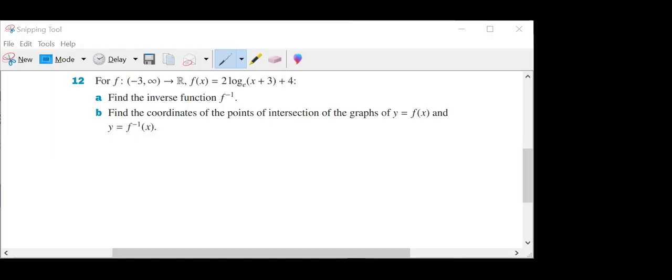So let's quickly put that into our answers here. I'll just quickly share my screen again. Okay, so for part A, our inverse function is essentially e to the power of x over 2 minus 2 and then minus 3. And then for part B, we want to find the coordinates of points of intersection between the graphs of f(x) and f inverse of x. Yep, we can do that on the calculator.